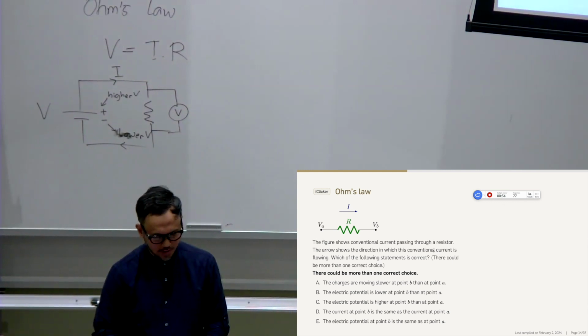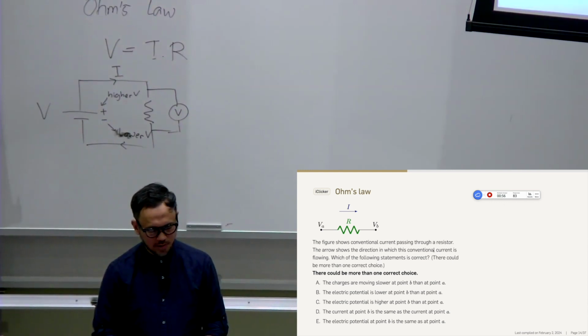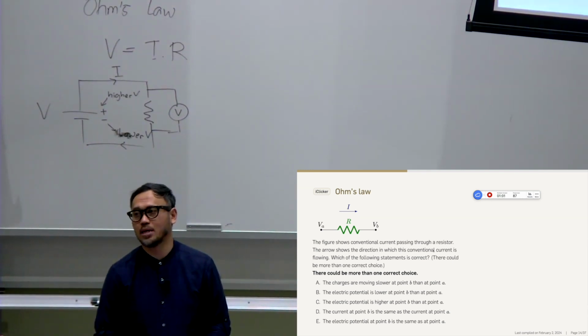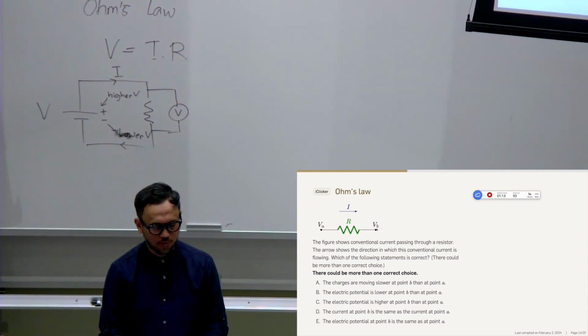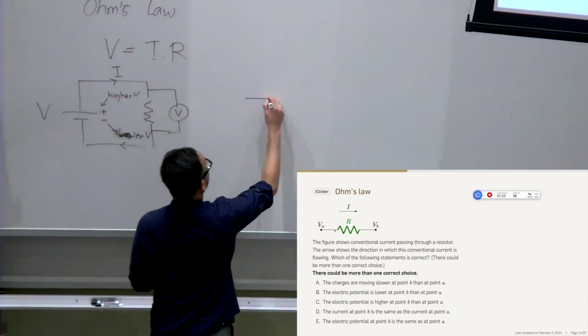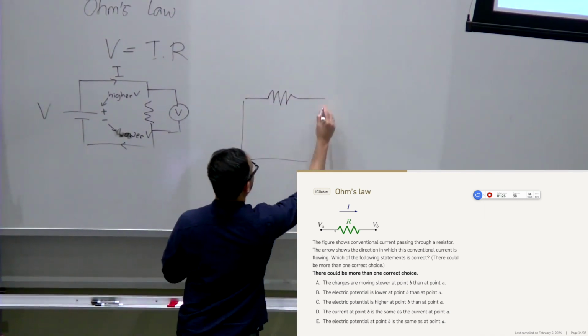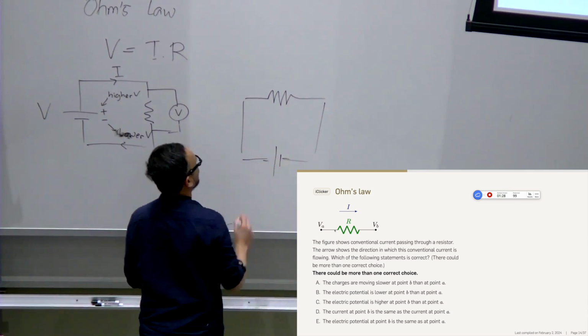Okay. So first, the charges are moving slower at point B than point A. Is that correct? Who says it's correct? The charges are moving slower at point B than point A. So if the charges move slower at point B, okay, first, this is a part of a circuit, because if it's only a resistor, there is no current. So maybe a more proper drawing is like this. I didn't have space to draw the whole thing.